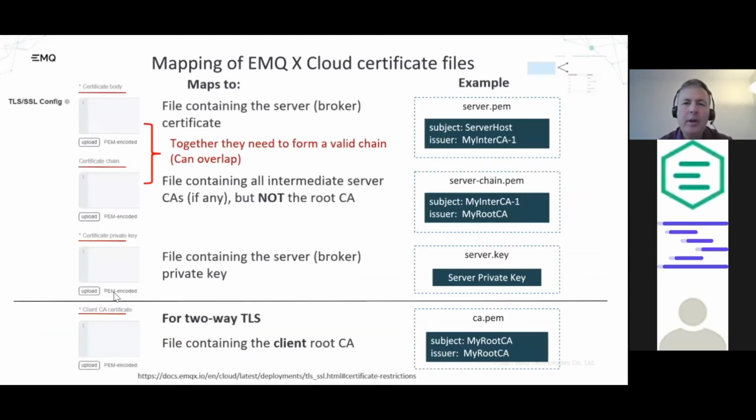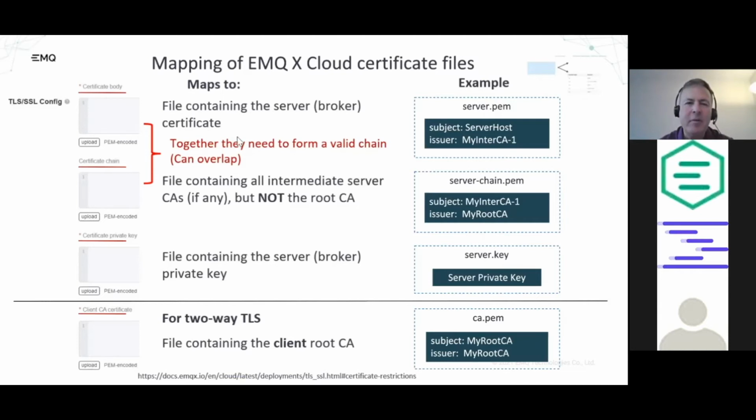So here's an example of how to map certificates to EMQX Cloud. If you go to the TLS config, you'll see 3 different parameters that need to be mapped. The certificate body and the certificate chain, together they need to form a valid chain from the server domain up to, but not including, the root CA. So in this example, we have server.pem, which just goes to an intermediate CA, and server.chain, which completes the chain.